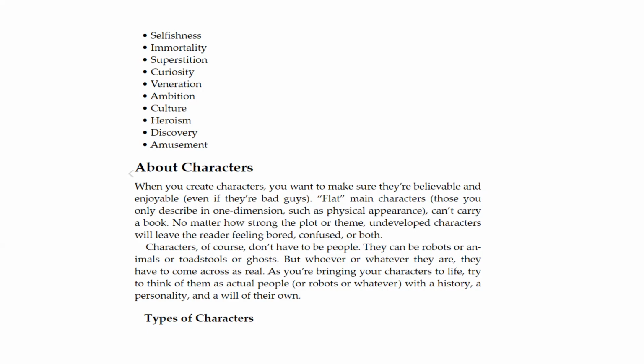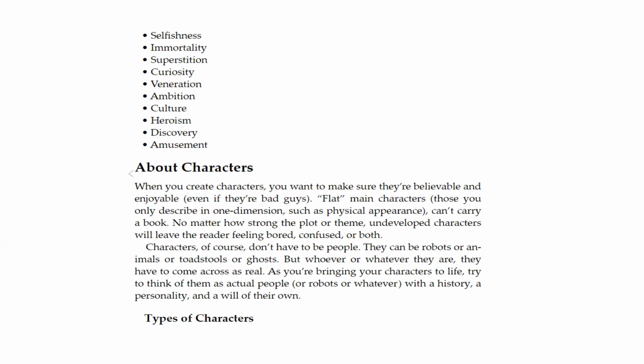Now we move on to characters. When you create characters, you want to make sure they're believable. I would make a point there, and enjoyable, even if they're bad guys. It helps the story. It's very popular recently, where when I was a kid, bad guys were just 100% bad. Really, in the last 20 years, a lot of people like bad characters because they've got points about their character that people say, oh, it's pretty cool.